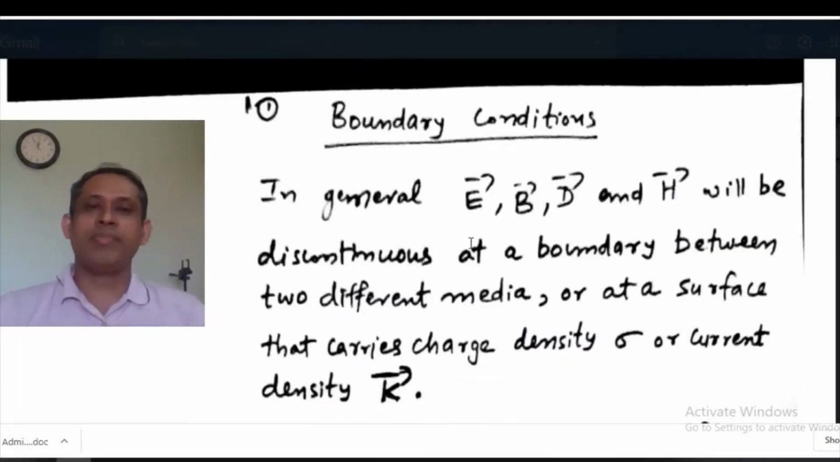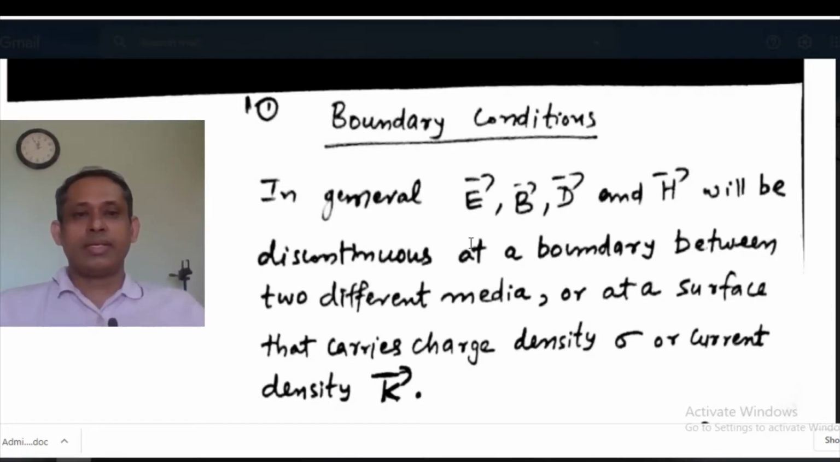Hello everybody. Today we look at the boundary conditions of electric field and magnetic field across the boundary. Actually, the equations across the boundary between two different media. So we take two different media and there we see how this electric field and magnetic field is changing.